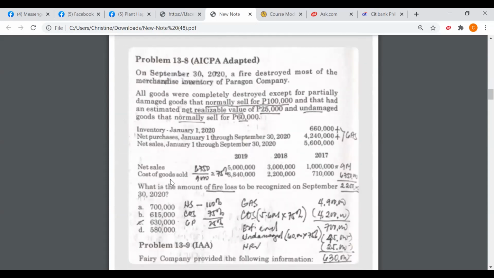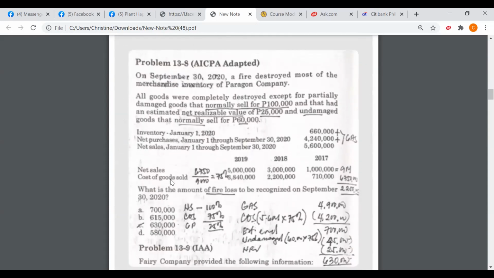Next, moving on to 13-8. On September 30, a fire destroyed most of the merchandise inventory of Paragon Company. All goods were completely destroyed except for partially damaged goods that normally sell. This is again at sales price 100, and that had an estimated NRV of 25. So again, we'll use only the recoverable or the NRV. And undamaged goods that normally sell for 60. This is again normally sells, so meaning it is at sales price. We need to convert later on at cost.